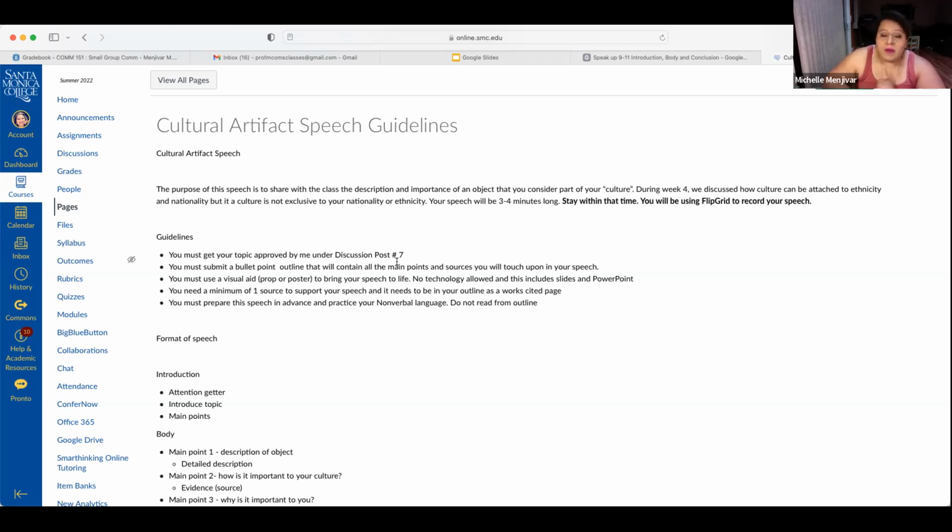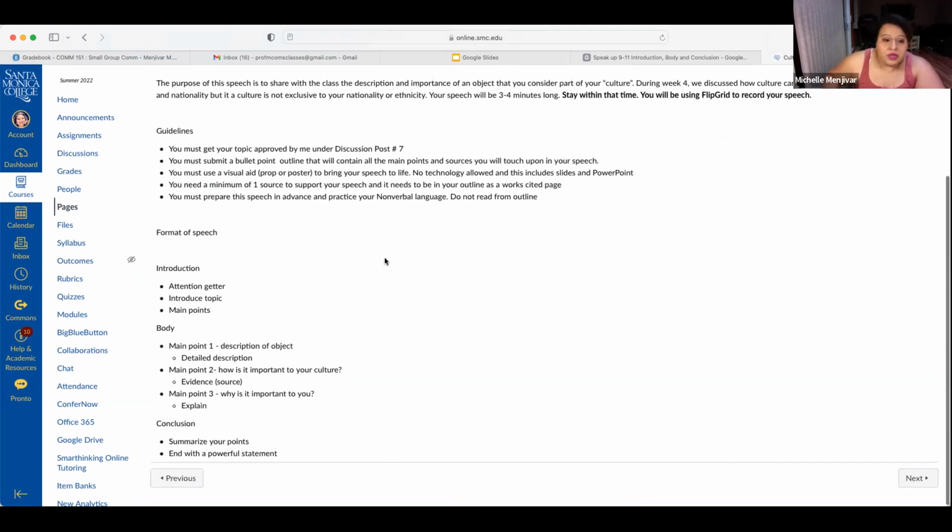You are going to need a minimum of at least 1 outside source to support your speech, and you are going to have to include that in a works cited page. You are going to prepare the speech in advance, rehearse it, and you're going to deliver it for the class using the Flipgrid app.